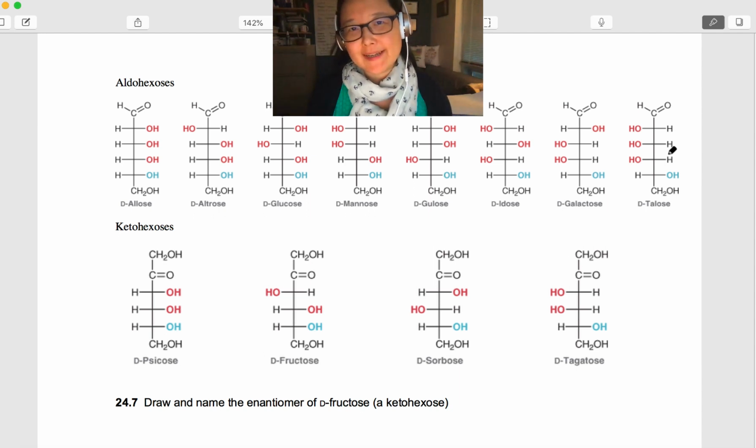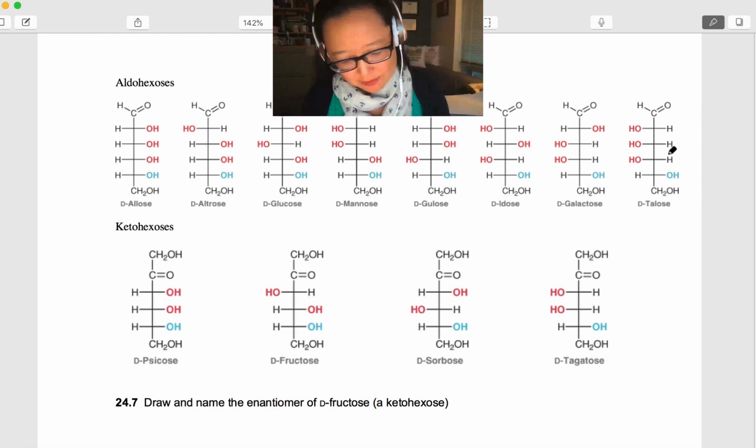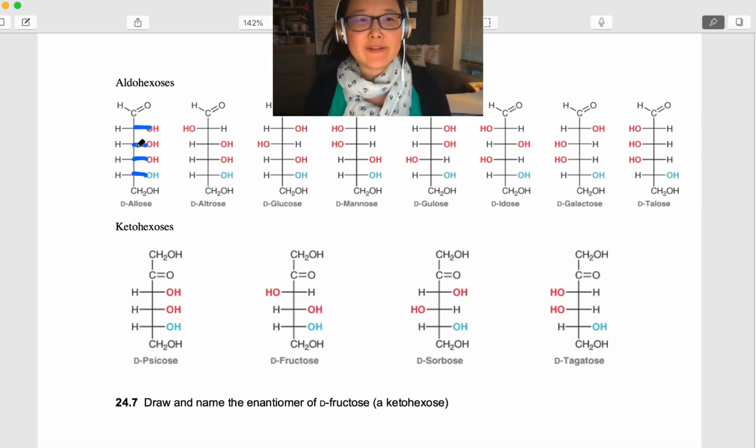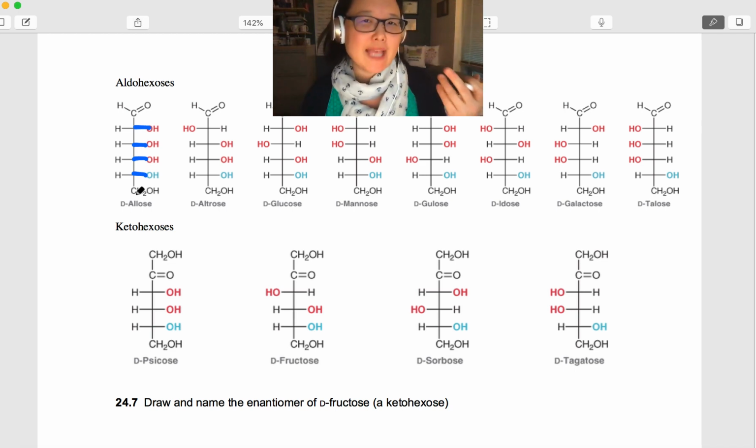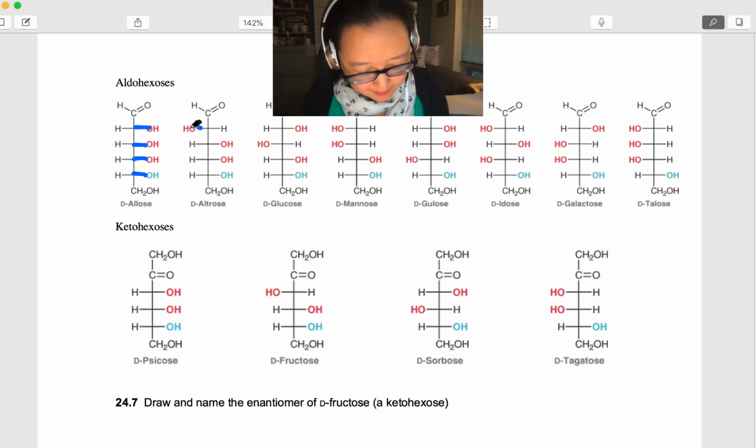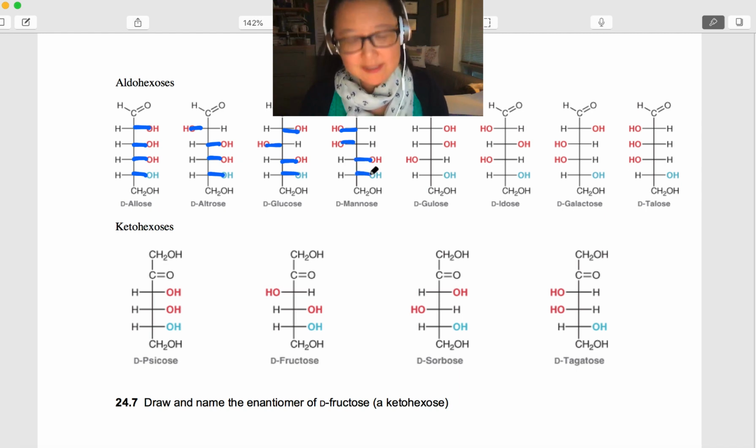And one trick that my professor taught me, or TA, I forget, is that you sort of memorize the patterns. So when all of the OH groups are on the right, I sort of remember that as allose. A left, right is an altrose. Right, left, right is glucose. Left, right, mannose. And so I just go through that pattern, and then you can have it memorized pretty easily, actually. And it's sort of surprising how fast you can memorize these.